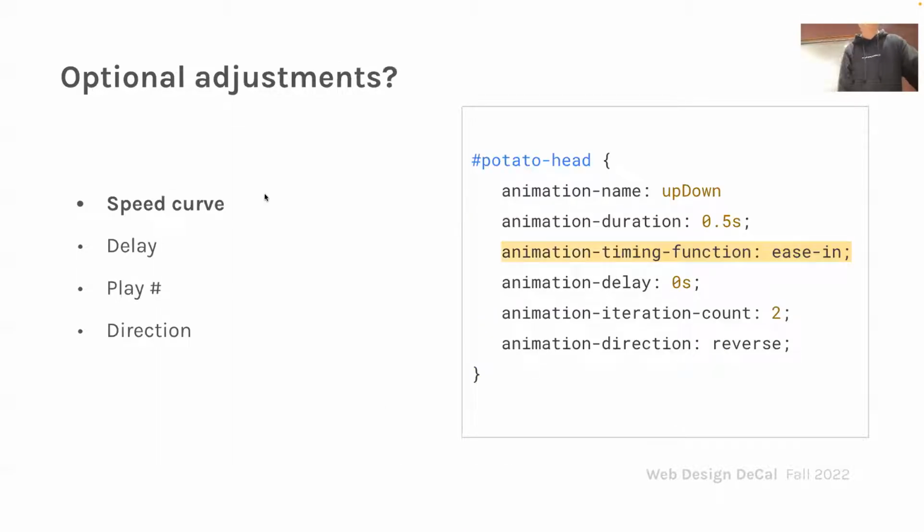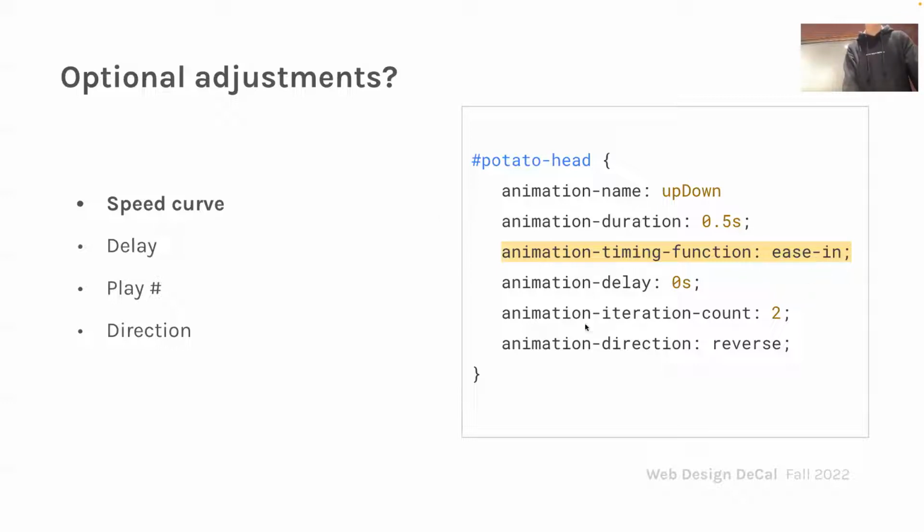But there are also optional adjustments to refine this. So the first one we'll go over is what's called a speed curve. You guys might be familiar with this idea, but instead of having a constant speed all the way through, sometimes you want things to start slow but speed up halfway through, kind of like a speed ramp, or the opposite, right? Start fast and then slow down. So there are different ways we can specify this.